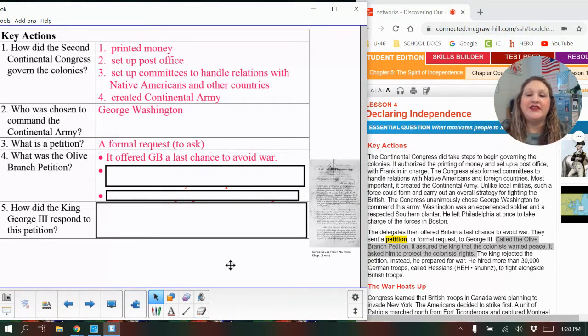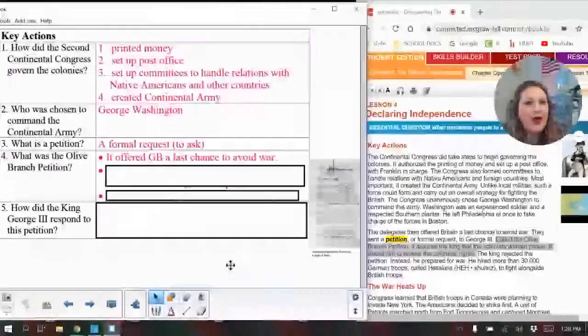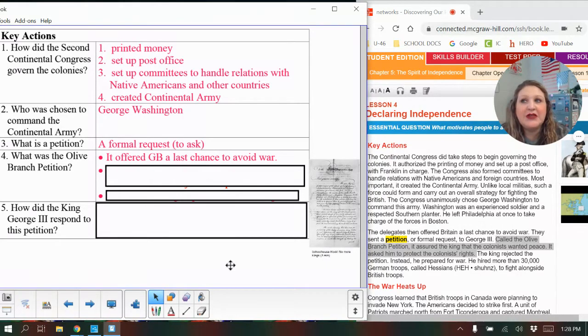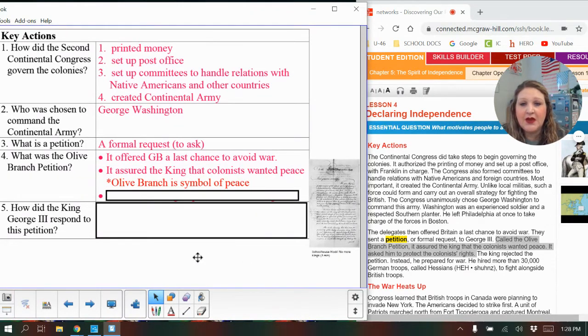Now, that seems like a kind of funny phrase, to avoid war, because they're already in a war, right? They've already been fighting battles. So it's not really going to be avoidable at this point anymore, but perhaps they would be able to end it more quickly if the king accepted this offer from the colonists. Secondly, it assured the king that the colonists wanted peace.